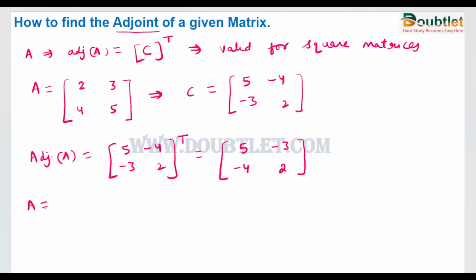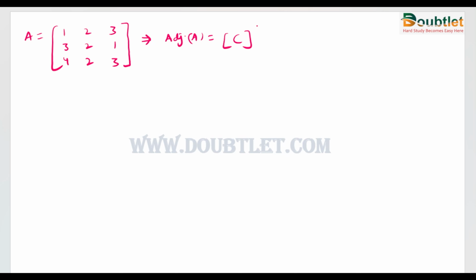Now let's suppose there is a 3 cross 3 matrix. We can just write out any matrix. So we can write this as 1, 2, 3, then 3, 2, 1, and then 4, 2, 3. So this is a 3 cross 3 matrix. We need to find the adjoint of A. Then what we need to do? We need to find the cofactor matrix and then find the transpose. So first we will find the cofactor matrix of A.